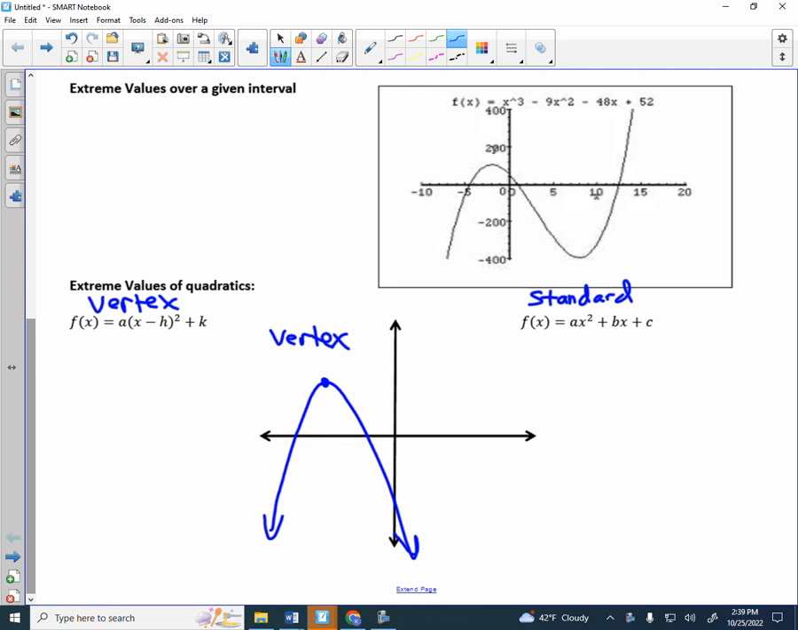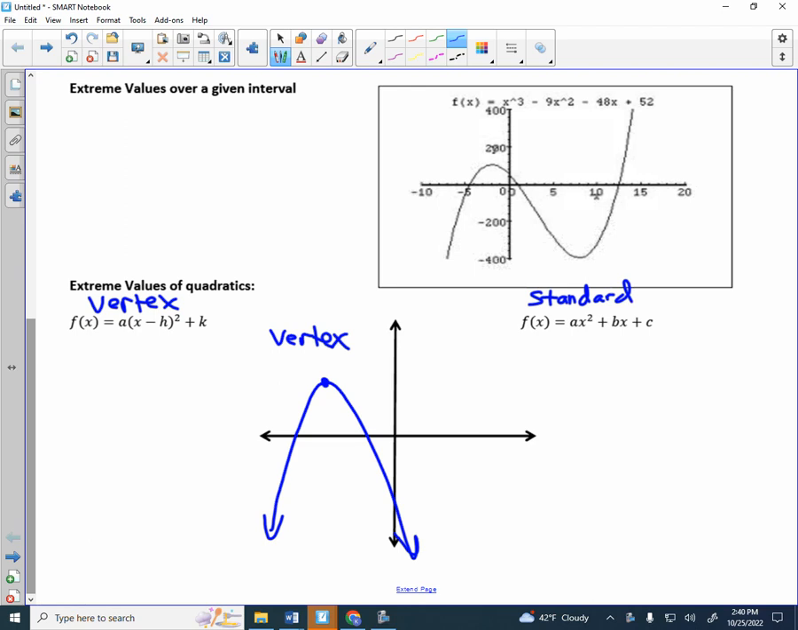Now, when we had standard form, does anybody remember the equation that was used to find the vertex? Negative b divided by 2a. Excellent. And then you would plug it in. Everybody remember that? What's great about vertex form is you don't have to do the equation. You can just look at it.